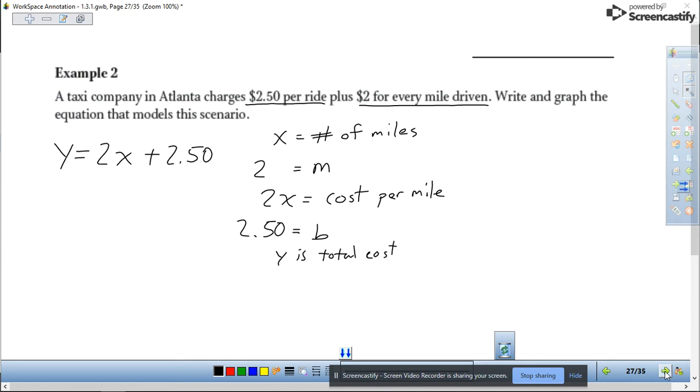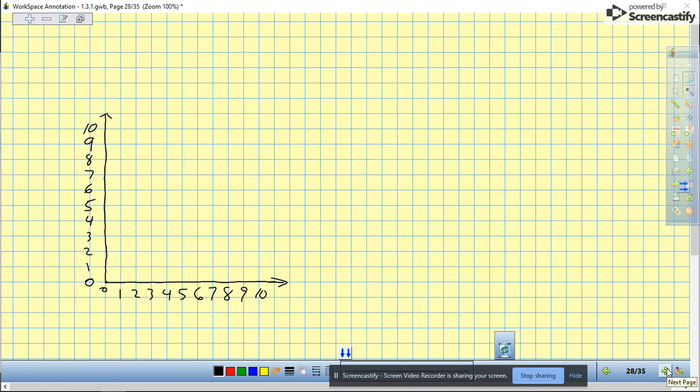All right, so we're going to flip on over and look at the graph here. Already got my graph drawn how I want it. So I need to talk about what x and y are. So of course this is y and this is x, and y equals 2x plus $2.50. Okay, so y is going to be the total cost. And x down here is going to be the number of miles.